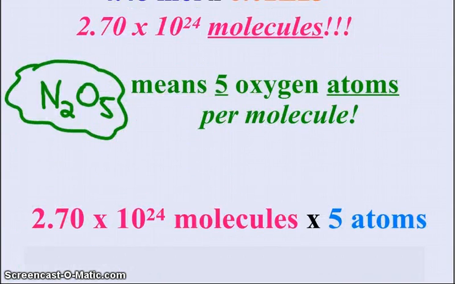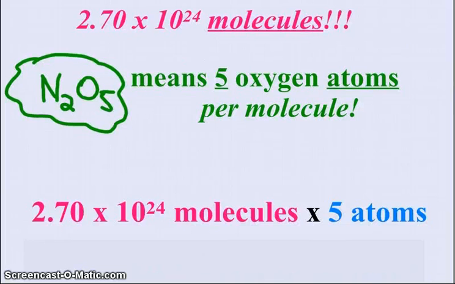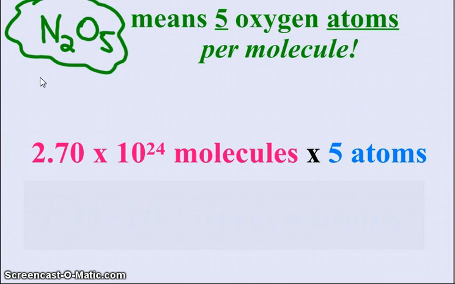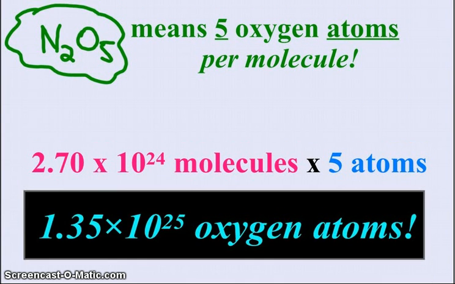However, N2O5 means that there are 5 oxygen atoms in every one of those molecules. It's like eggs in a carton. If I have 1 carton of eggs, there are eggs inside the carton. So I have more eggs inside than I do cartons. Typically there's a dozen, so there's 12 eggs per carton. This formula means 5 oxygen atoms per molecule. So I have to take that molecule answer, multiply it by 5, and I see that there are 1.35 times 10 to the 25th oxygen atoms that are being shipped.